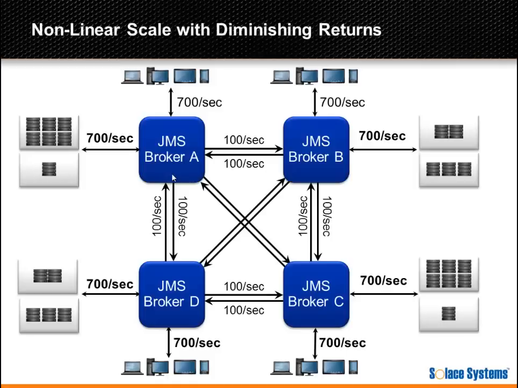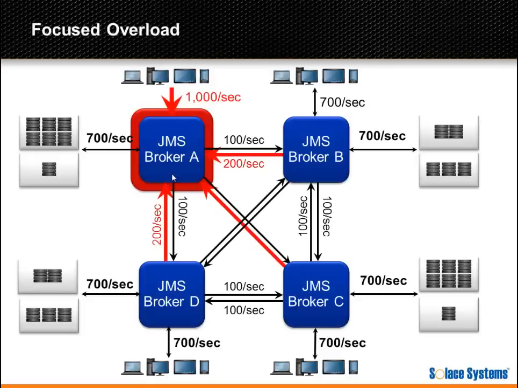As the amount of interbroker traffic increases, the amount of external request traffic that a broker can service decreases, which further decreases efficiency. The second issue is focused overload. Because it's difficult to understand and predict all the communication patterns between the applications and perfectly balance applications on all brokers, you can end up in situations where the demands on a particular broker exceed its capacity. In this example, a total demand of 1600 messages per second is placed on broker A, but because its capacity is only 1000 messages per second, broker A is overloaded.